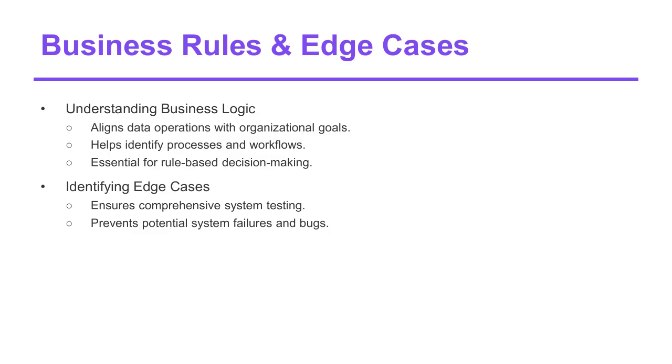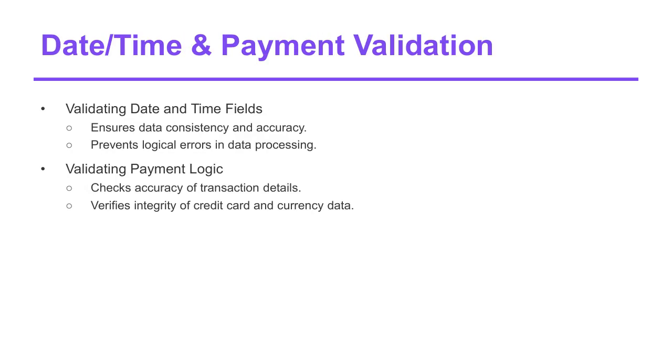These are the unusual or rare scenarios that might not happen often but could cause the system to fail or behave unexpectedly. By recognizing and testing for these edge cases, we can prevent bugs and ensure the system runs reliably under all conditions. This careful attention to both the standard rules and exceptional cases builds a stronger, more resilient system overall.